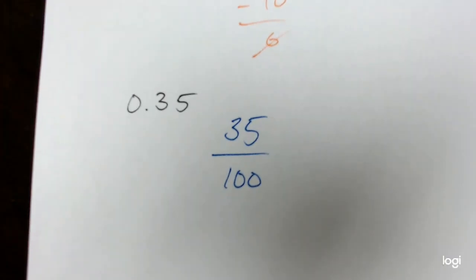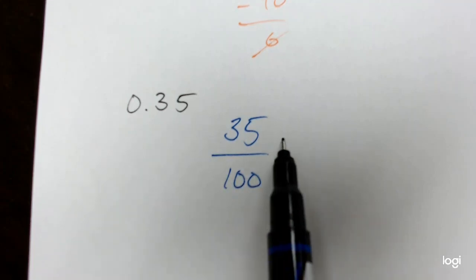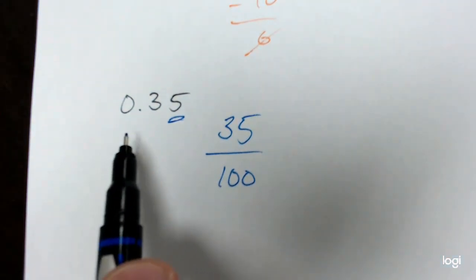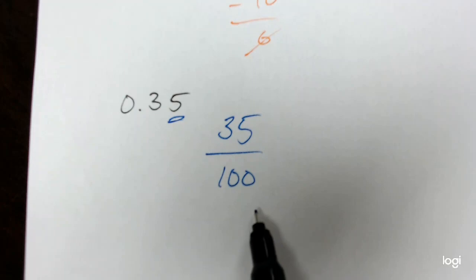Or the other way you can remember it is you take the number to the right of the decimal point, 35. That will always be your numerator. The denominator will always be the last decimal place. So I have ones, tenths, and hundredths. So number over decimal place.